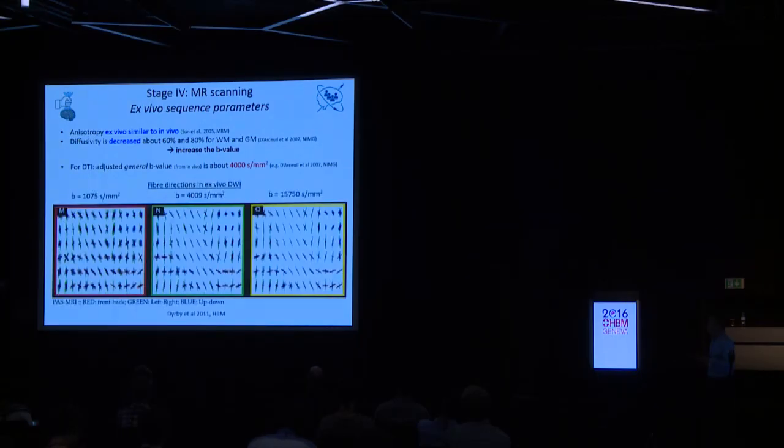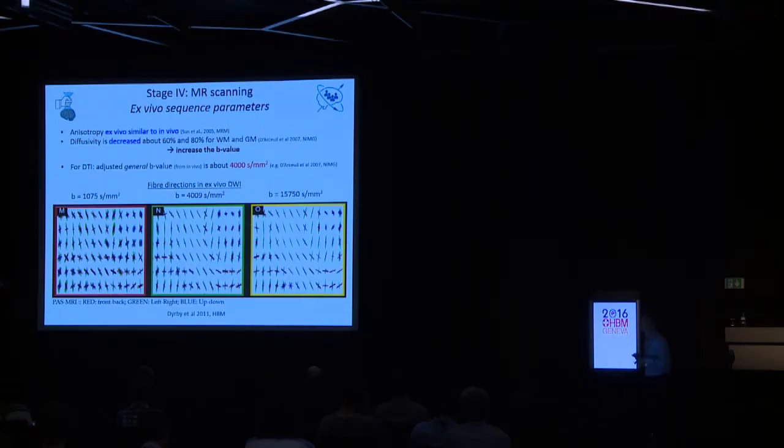And if we do not do that, then we are really challenged. This is an example where we look at the fiber directions in the same scanning session, where I have collected a data set at b-values of 1,000, 4,000, and 15,000. At 1,000, we can see that the directionality is not really clear. It's not spatially homogeneous and doesn't make much sense. But when I go to 4,000, then we start to see a clear pattern.